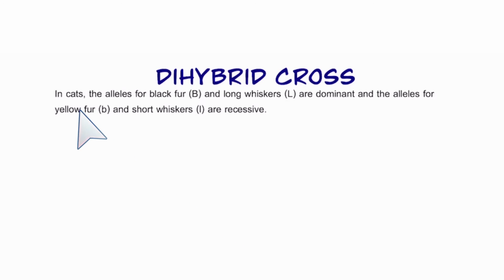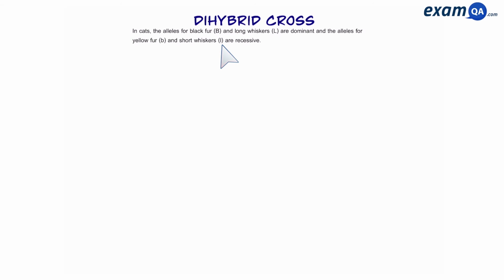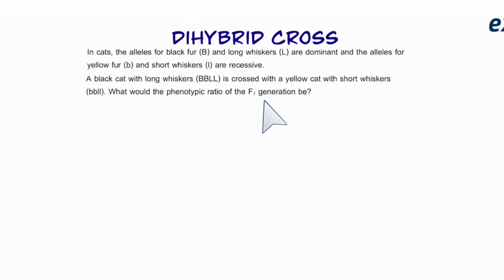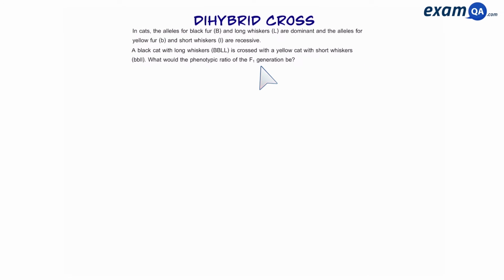So, in cats, black fur coded for by big B and long whiskers coded by big L are dominant to yellow fur, which is small b, and short whiskers, which is small l. So in this question, a black cat with long whiskers is crossed with a yellow cat with short whiskers. What would the phenotypic ratio of the F1 generation, i.e. the offspring of these two cats, be?